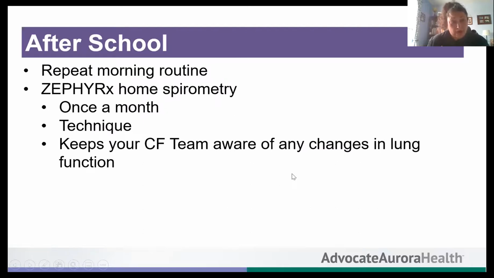So after school, we're going to repeat our morning routine, our airway clearance, inhaled medications, and we're also going to fit in our Zephyr home spirometer sent out from the CF Foundation. If your child happens to have one of these, I know that some clinics have gone back to doing spirometry and pulmonary function testing in the clinic, but it's also a great tool to have on hand to track and trend your FEV1s, especially for technique and skill. So it's important that patients learn, remember, and keep doing those techniques.